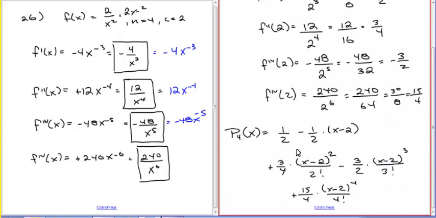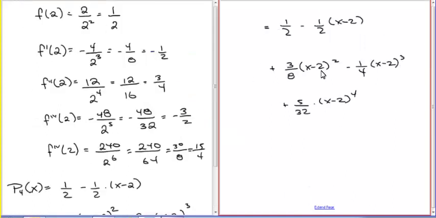So then all we have to do is take f of 2 plus f prime of 2 times x minus 2, plus f double prime of 2 times x minus 2 quantity squared over 2 factorial, minus f triple prime of 2 times x minus 2 cubed over 3 factorial. And then the final one, the fourth derivative of f at 2, times x minus 2 to the fourth power over 4 factorial. And do a little simplification.